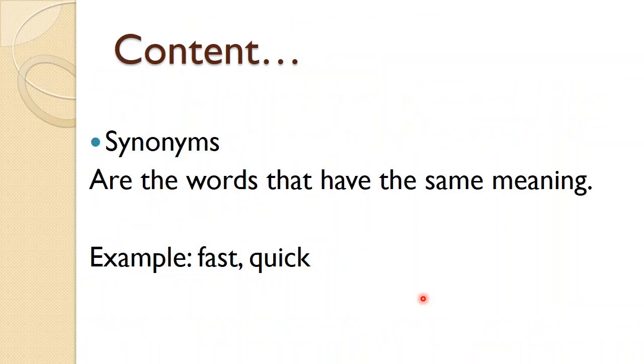Today's content, I said we are going to talk about synonyms. Before that, we need to understand what synonyms are. Synonyms are basically just words that have the same meaning. If you have two words that mean the same thing, we call them synonyms. For example, we have fast and quick. If you say somebody was fast or somebody was quick, we just mean the same thing. So fast and quick mean the same thing, so they are called synonyms.